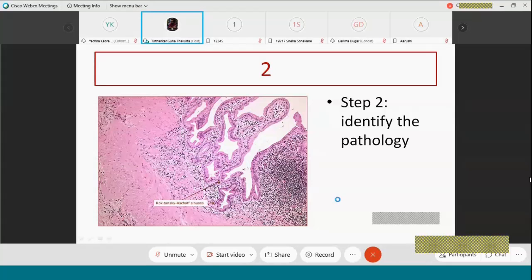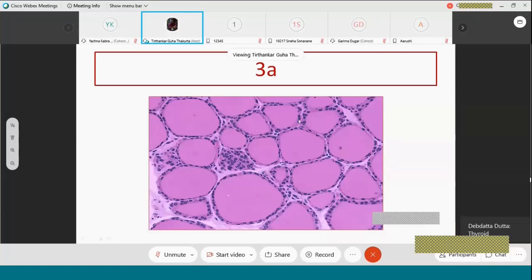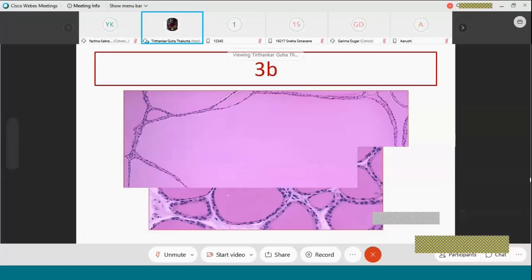This is very easy. What is this gland called? What is this organ? This organ is thyroid. Very good. It shows the follicular epithelium which is cuboidal in nature, inside which there is this eosinophilic hyaline colloid material. Now, you look at the pathology slide now and tell me what is the thing that you see here.